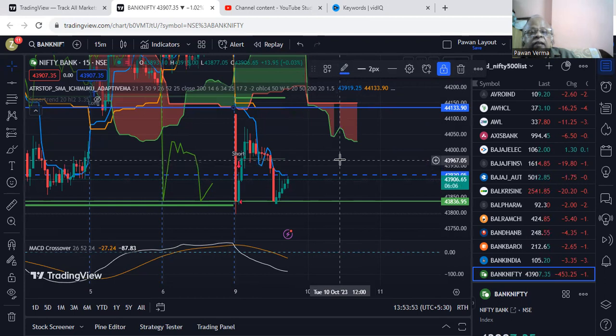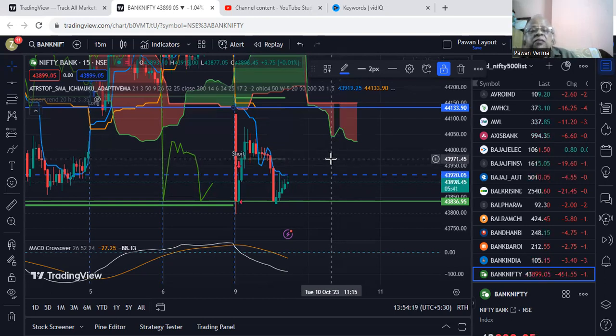This will act as a resistance. Minor resistance can be seen at around 43,968, but it will be taken away because initially we are at the start of buying. Buying has just initiated. So at this stage, one should not be worried about this resistance. This will be taken away.